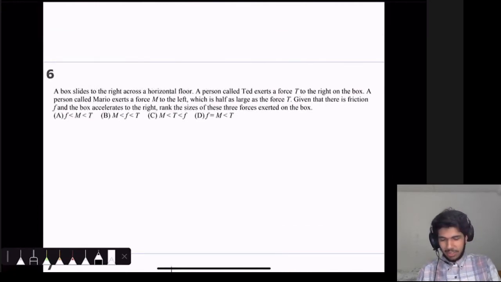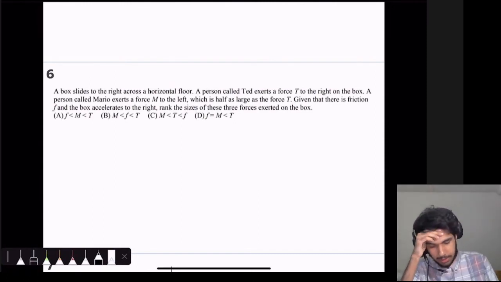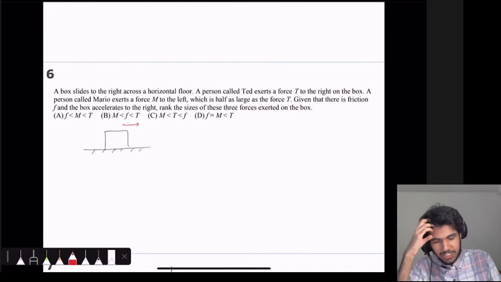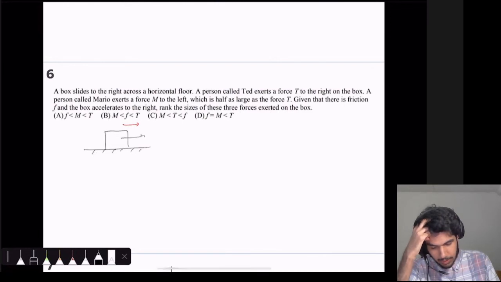Okay, so we have a block that slides to the right across a horizontal floor. So we have a floor here, I'm just gonna give it a little design. We have a block here, and it slides to the right. A person called Ted exerts a force T to the right on the box. So this is T.